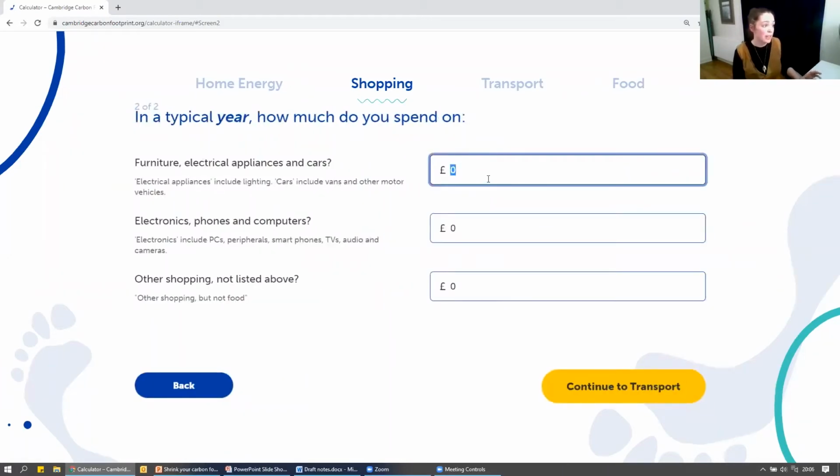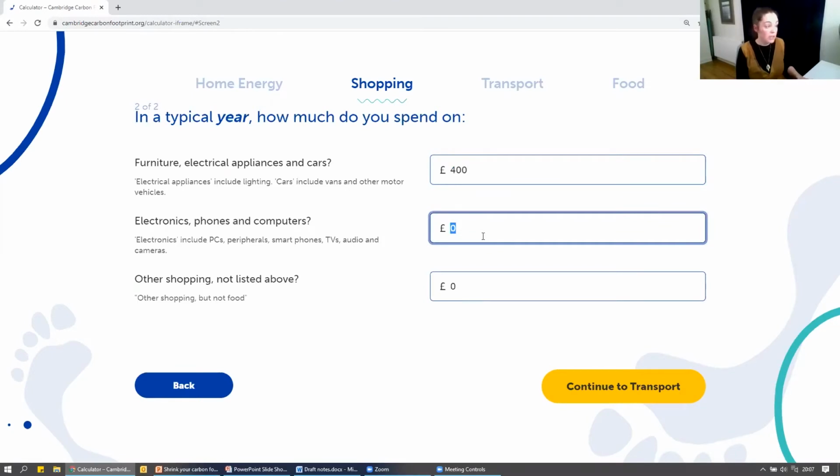So furniture, electrical appliances and cars. Until this year, not much. If I was doing a 5-year average, we haven't bought a car for a very long time. This year, however, we've had to replace our fridge and our washing machine. So my average for this has definitely gone up. So in a typical year, averaging it out across the 5 years, I'm going to say maybe £400.